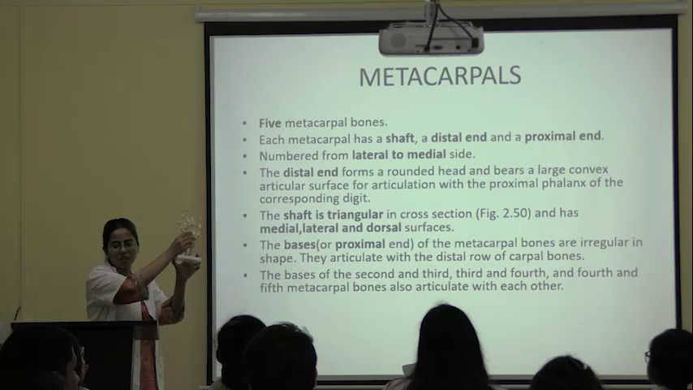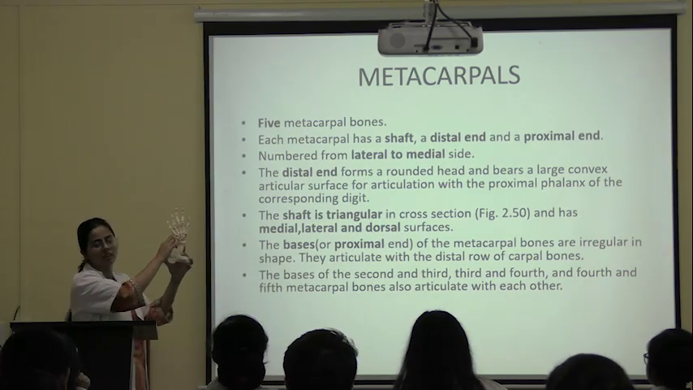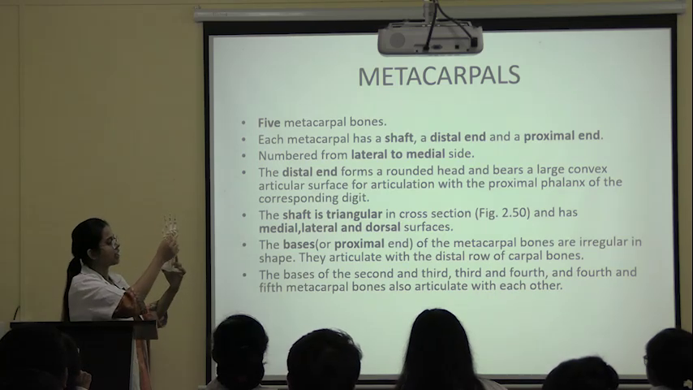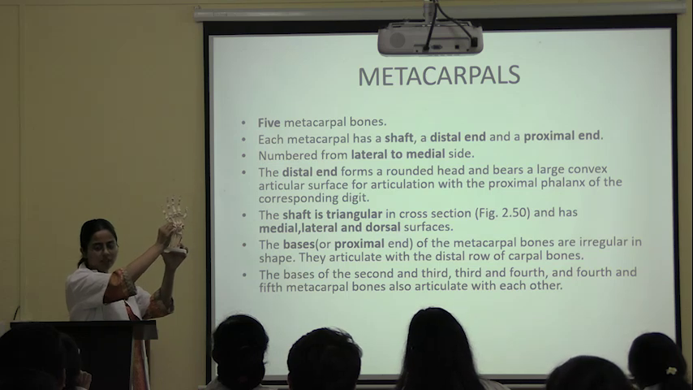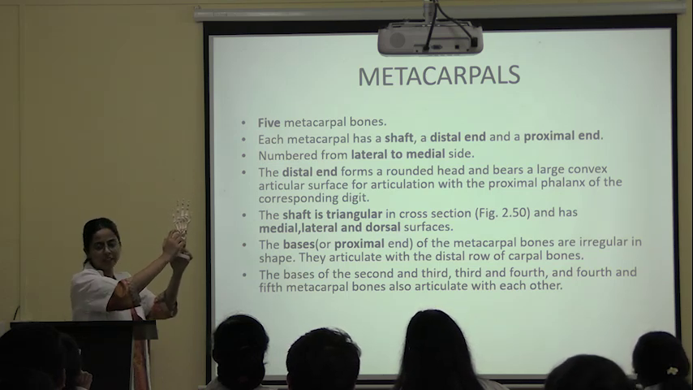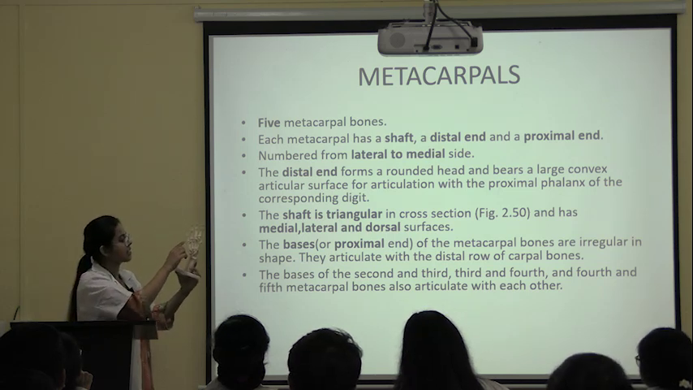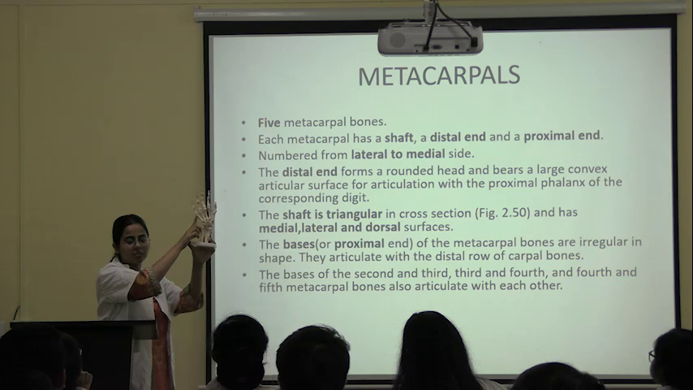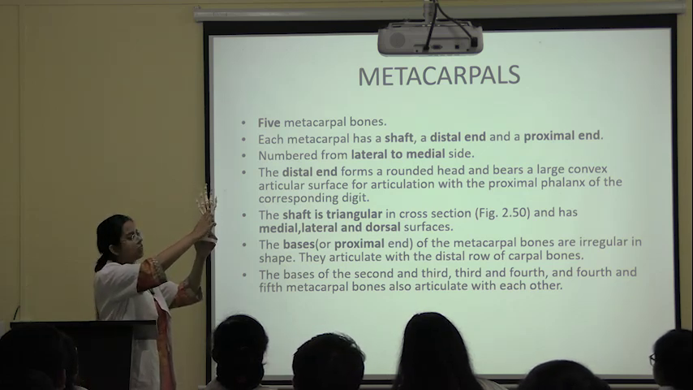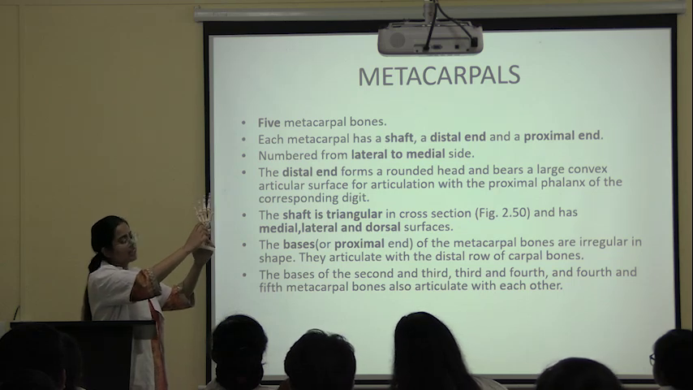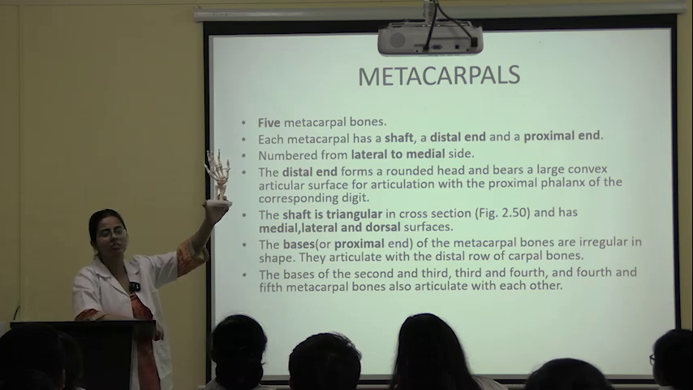We have 5 metacarpals: 1st, 2nd, 3rd, 4th, and 5th. Every metacarpal has a shaft. This is the shaft of the metacarpal. This is the proximal end of the metacarpal, and this is the distal end. The distal end is the head of the metacarpal, a globular head, and the proximal end is the base of the metacarpal.